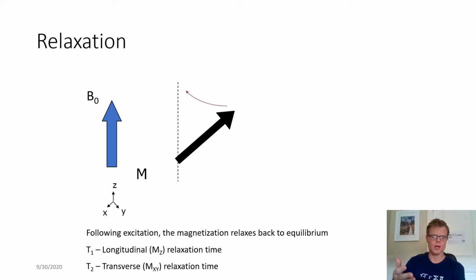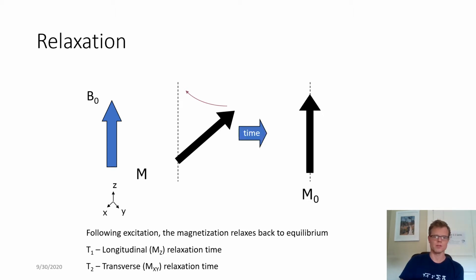So another way of looking at the process of relaxation is drawn here. In this picture, the black arrow is our net magnetization, and it's been deflected by an RF pulse away from alignment with B0, the main field, and so it's going to return to equilibrium in alignment with B0 over time. It's going to return to having an amplitude of M0, and we break this up into two relaxation times or two relaxation processes.